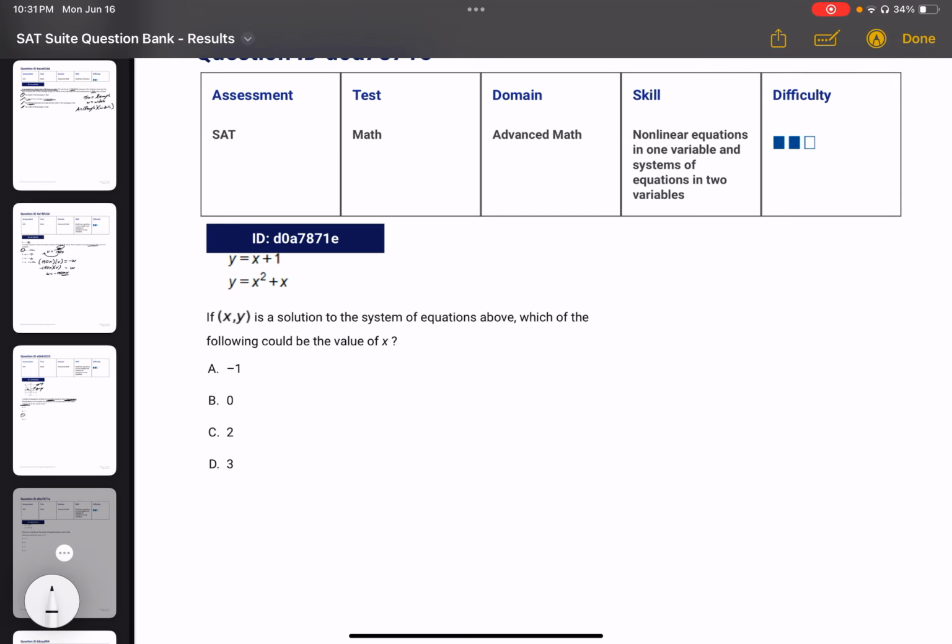Okay, next problem. If xy is a solution to the system of equations above, which of the following could be the value of x? So in a system of equations, remember yesterday we had one way of tackling it where it was x plus 1 equals y and x squared plus x is equal to y. Well, when both of the equations are set equal to the same thing over here, we can just set them equal to each other.